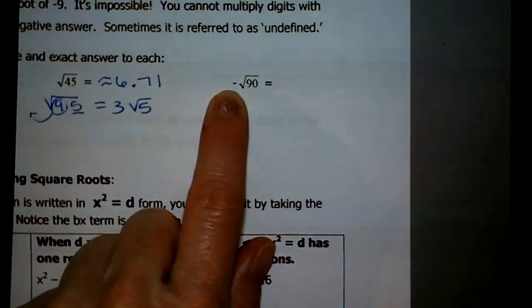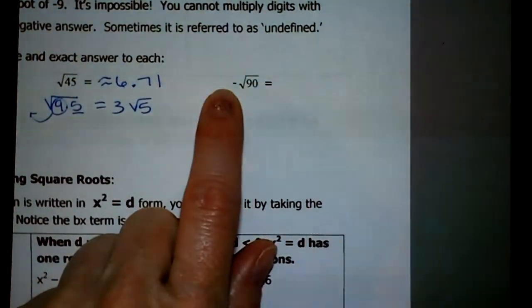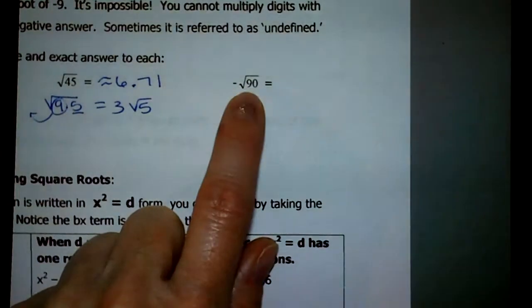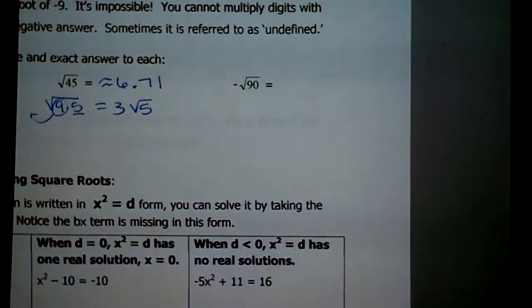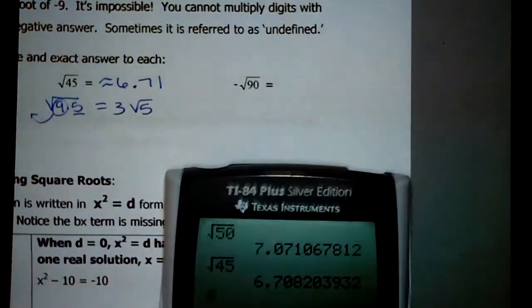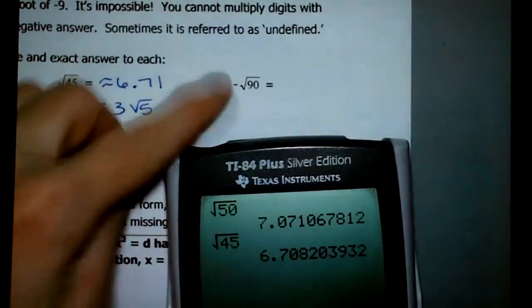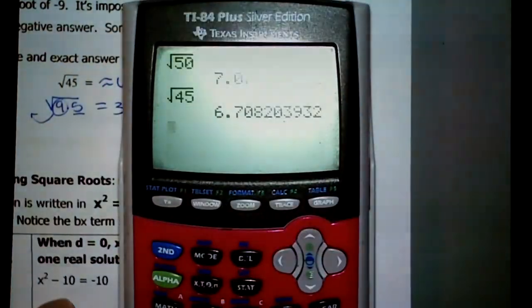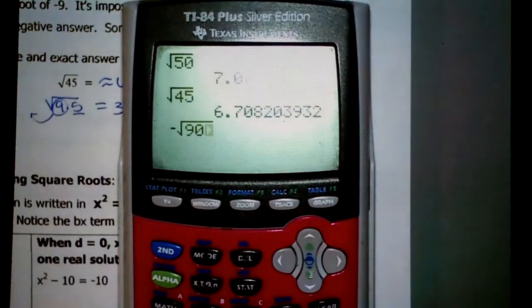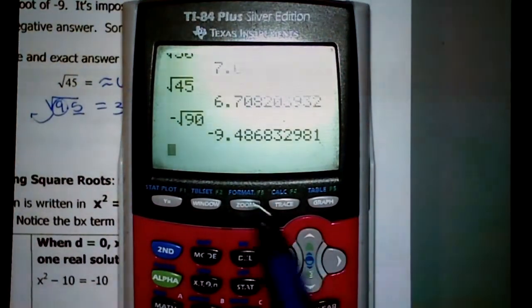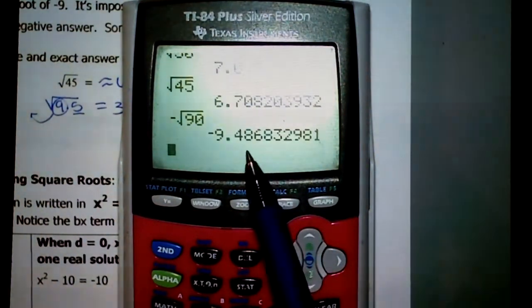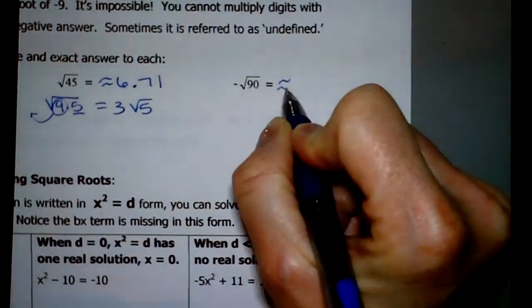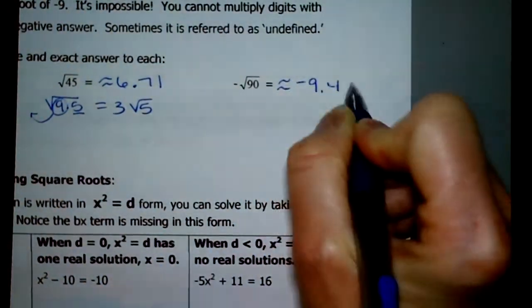Now I have this little negative sign out here. This means I want the opposite of, or I want the negative square root of. So take a look in here. Let's type in the square root of 90. Don't worry about the negative sign. Just bring it in after, or if you wanted, you could put in the little negative symbol there. And then second, x squared, 90. Hit enter, and it'll tell you. To the hundredths place, this would be negative 9.49. So it's about negative 9.49.